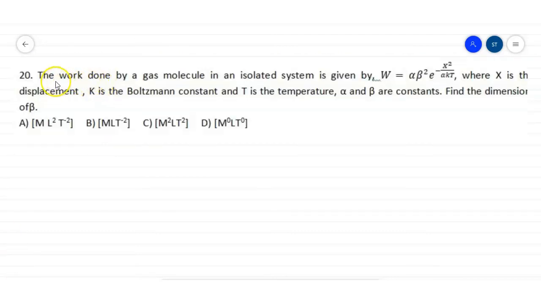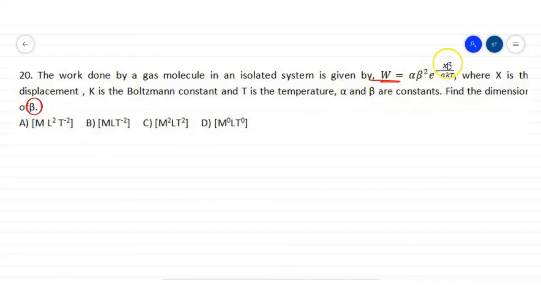Hello everyone. The question given is, the work done by a gas molecule in an isolated system is given by W is equal to alpha beta square into e power minus x square upon alpha kT, where x is the displacement, k is the Boltzmann constant, T is temperature, alpha beta are some constants. Find the dimensions of beta.